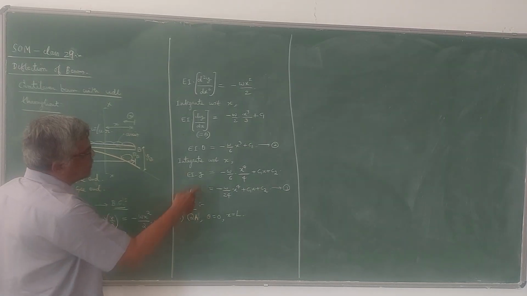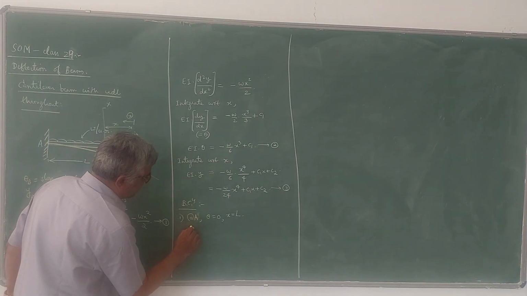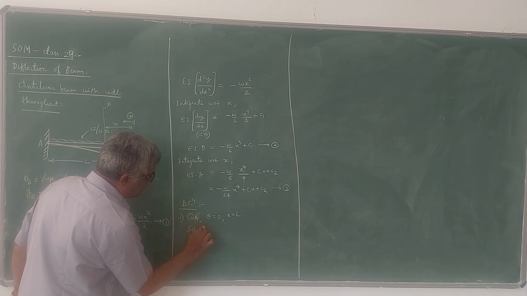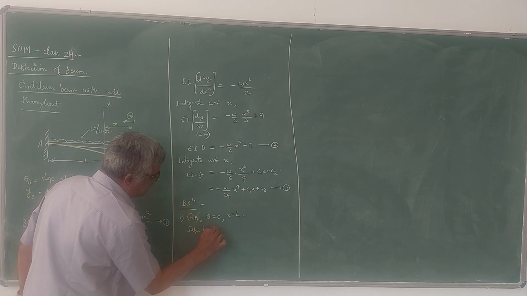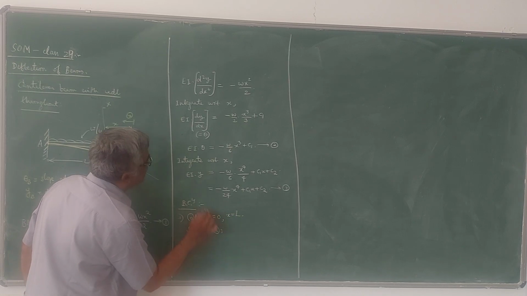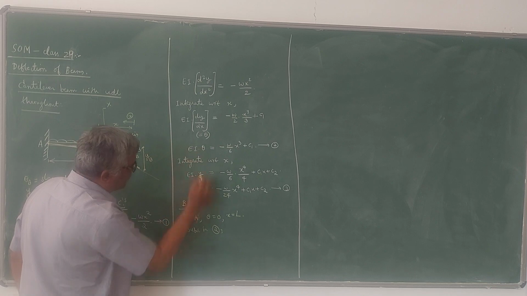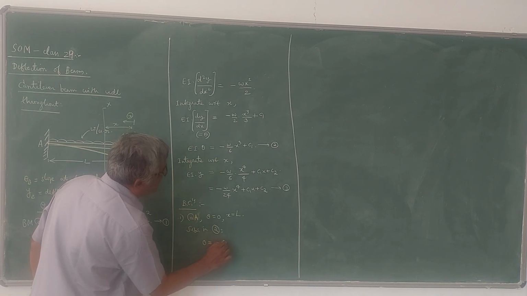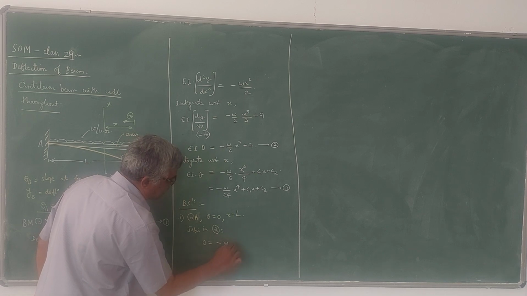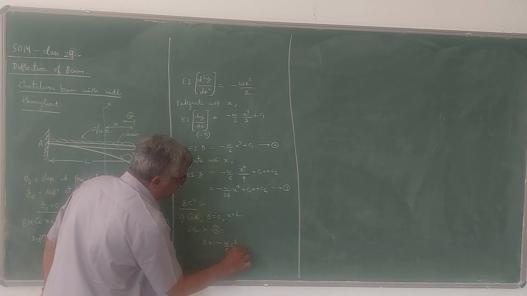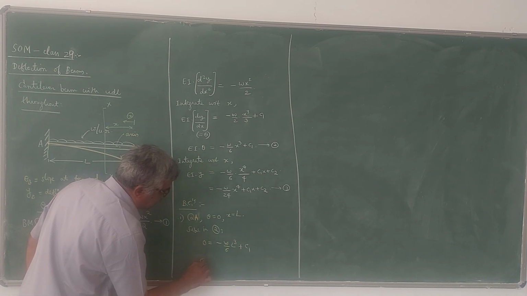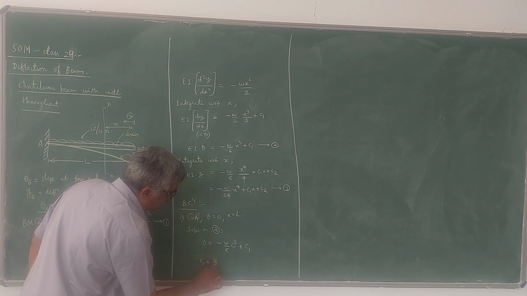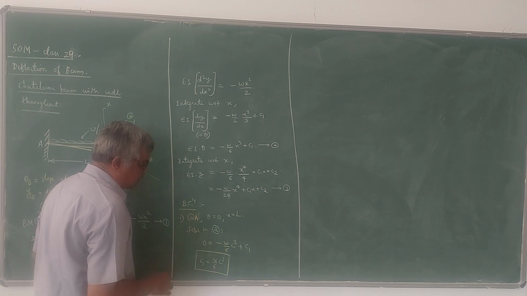So substitute this in the second equation. Substituting for theta and x in the second equation, EI into theta becomes 0 now. So EI into 0 is 0. 0 is equal to minus W by 6 into L cube plus c1, or in other words, c1 is equal to W by 6 L cube. So this is one constant of integration.